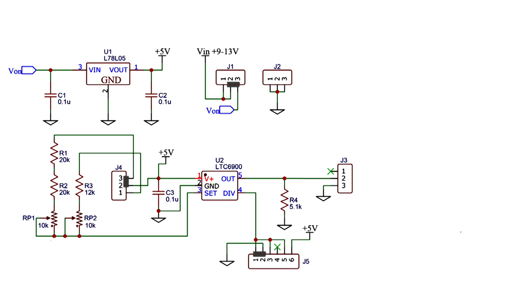J1 pins 2 and 3 are going to be shorted. That supplies power to this circuit. And I'm going to start with J4 with pins 2 and 3 shorted. That's the resistor string that has the most resistance. On J5, I'm going to have 1 and 2 shorted. And what that does is that supplies ground to pin 4 of the chip.